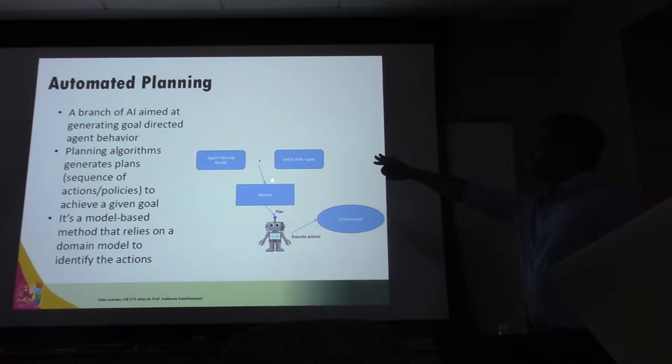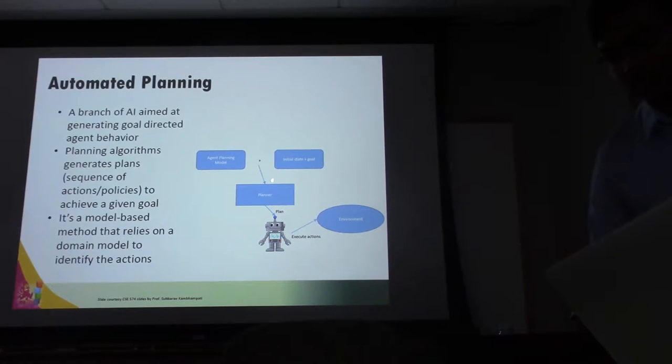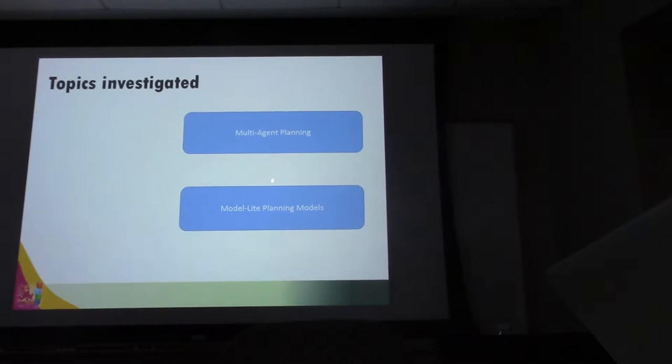So this is how a normal planning application would look. You will have this agent planning model, your initial state and goal will be given to it, and the planner will produce the plan that the agent can later execute to achieve its goals. In this thesis, I'll be mainly focusing on two sub-areas: multi-agent planning, and model-like planning models.